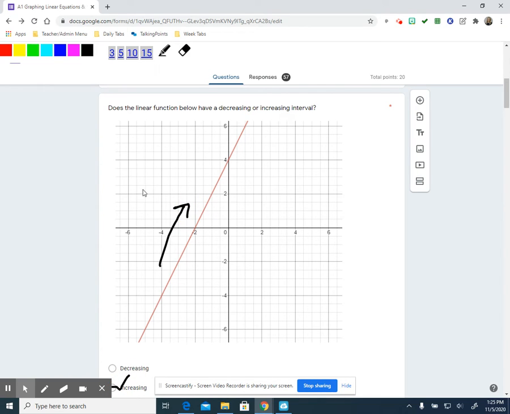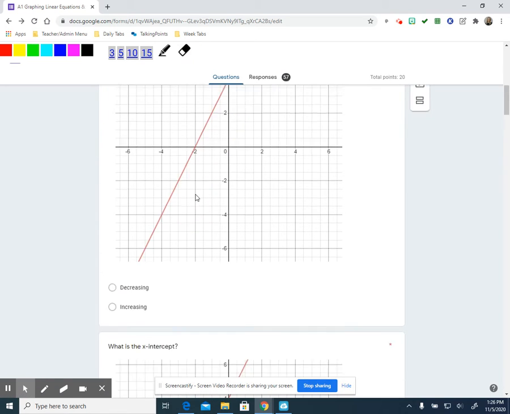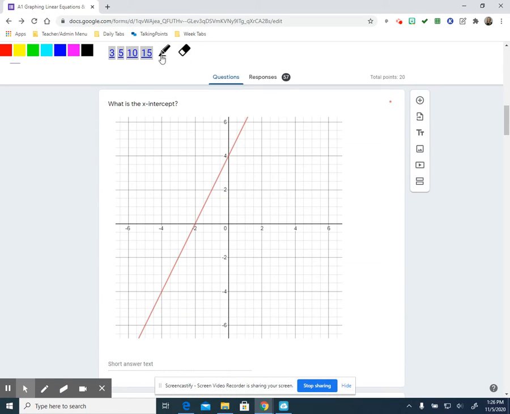Make sure that you are always reading from left to right, and that will help you to determine if it is increasing or decreasing. Now let's go to the next one. The next one asks for the x-intercept. Remember that the x-intercept is where it crosses the x-axis. So look, on our x-axis, this portion right here is where it crosses the x-axis. We call that point -2, 0.